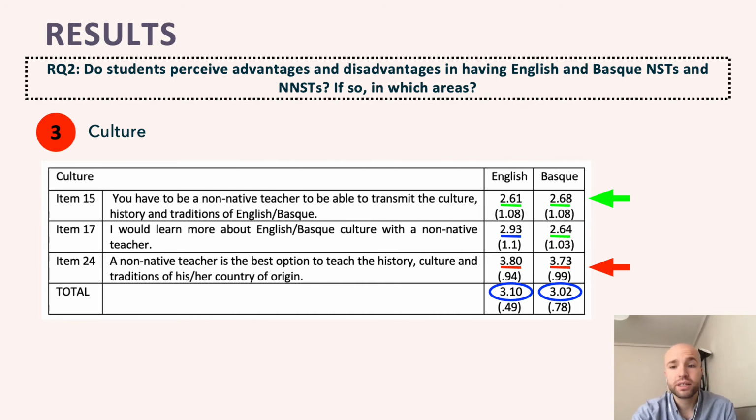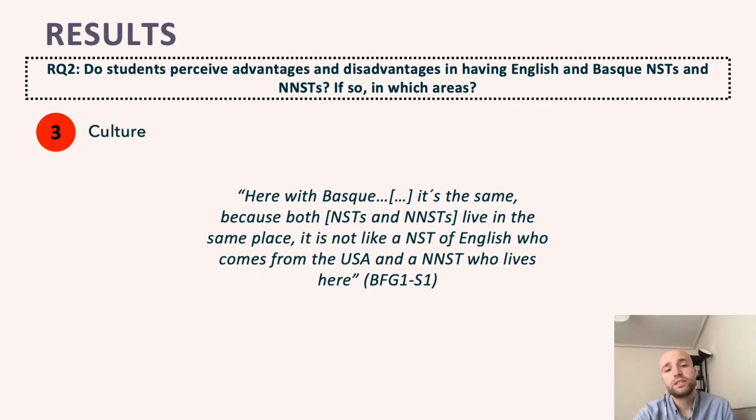In the case of Basque, students admit that its context is different from the English one. Why? Because in the case of Basque, both native speakers and non-native speakers of Basque live together within the Basque Autonomous Country. This was illustrated in the focus groups, where students said that it's the same because both native speaker teachers and non-native speaker teachers live in the same place. Not like English, in which we have non-native speaker teachers from Spain teaching the language and native speaker teachers from the UK or the US, as mentioned by this student.